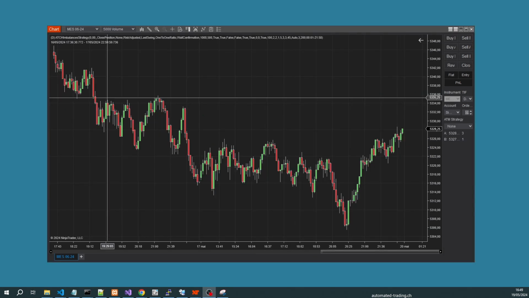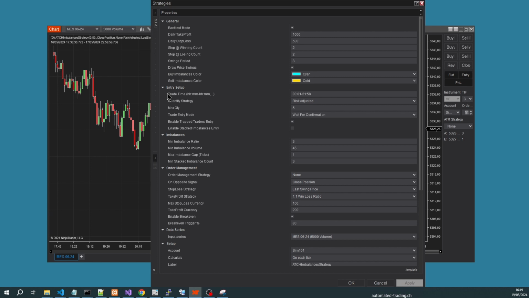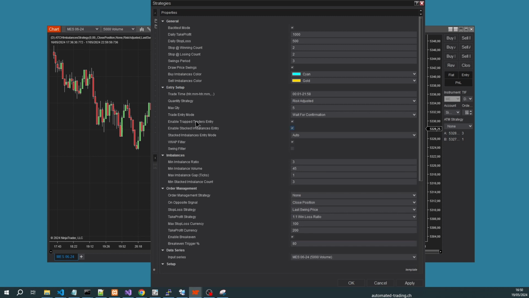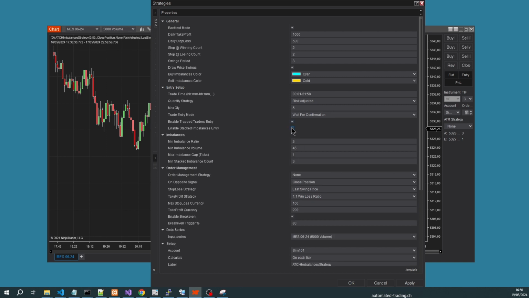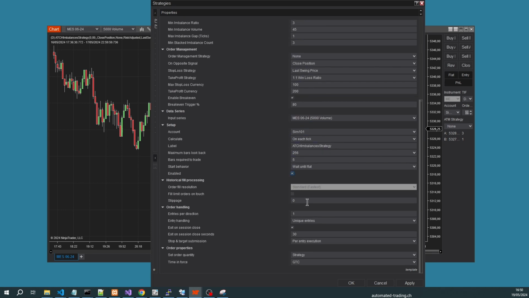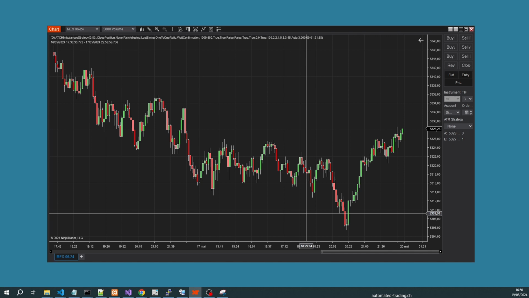Okay, so the next parameters that I am going to explain are the entry setup parameters. As you can see in this entry setup section, the strategy exposes two entry setup methods. The first one is the trap traders entry setup, and the second one is the stacked imbalances entry setup. I will first go through the first one. So I will disable this one and only keep the trap traders entry setup. I will enable the strategy, and we will wait a little bit so that the strategy will execute on the last week.